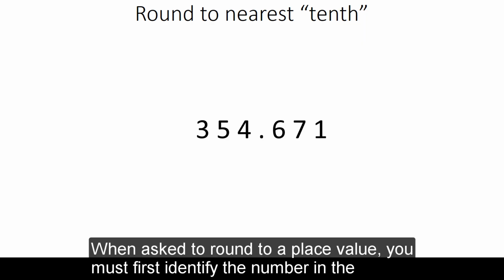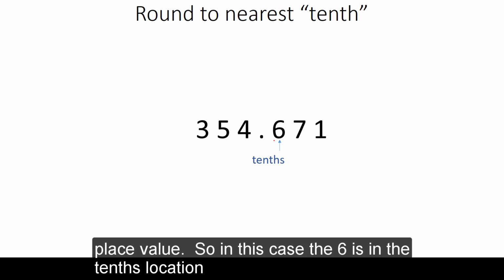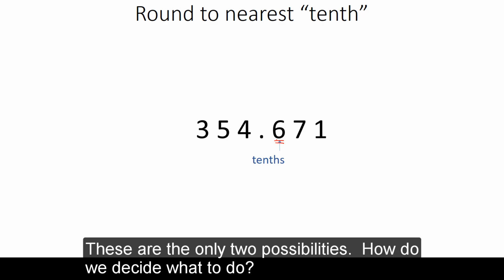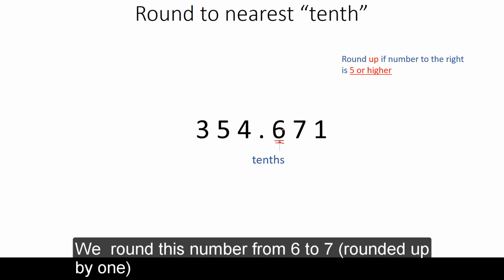Now here's an example where they want us to round to the nearest tenth. When they want you to round to a place value, you must first identify the number in the place value. So in this case, the 6 is in the tenths location. Now one of two things are going to happen. Either that's going to remain a 6 or become a 7. That's the only two possibilities. Well, how do we decide what to do? We're going to round this number from 6 to 7. We're going to round it up, in other words, by 1.